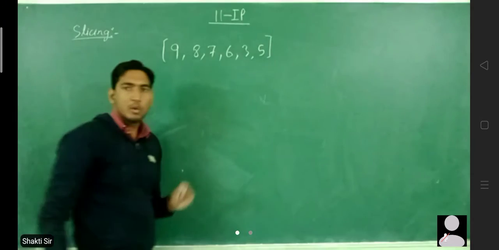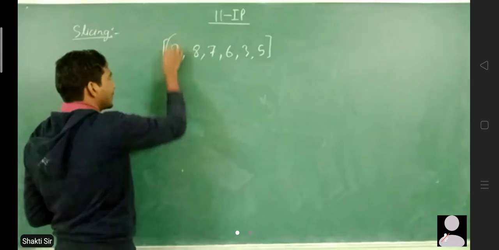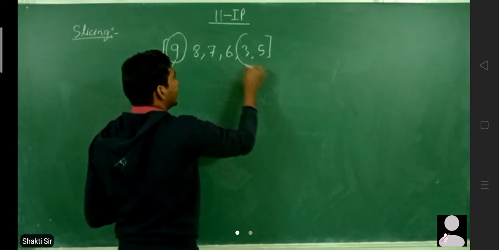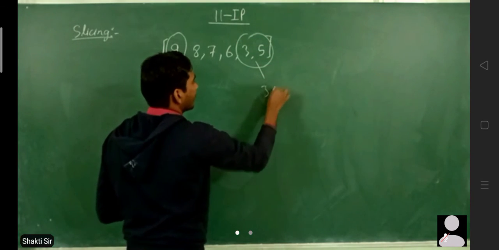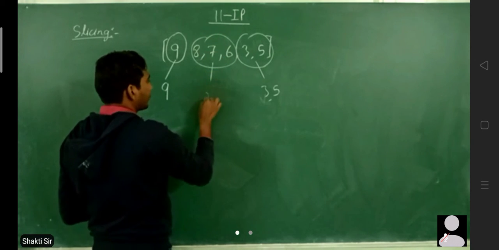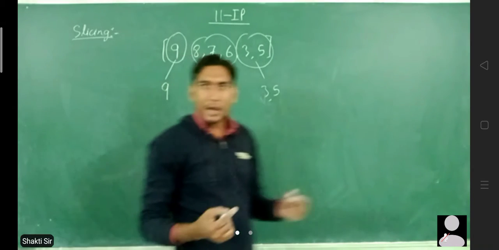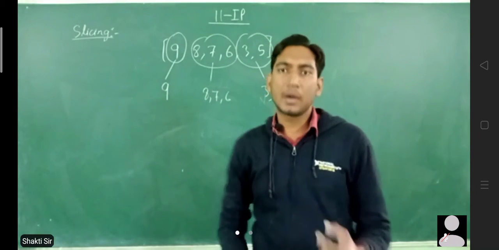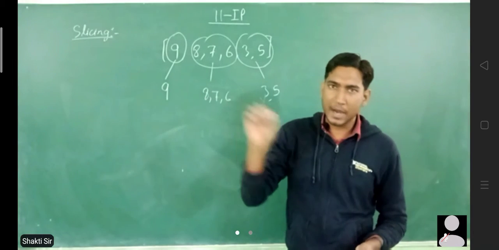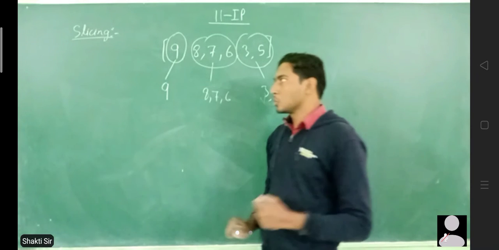Now we have to cut a slice from it. So that slice might be like this. That slice might be 9. That slice might be 3, 5. And that slice might be 8, 7, 6. So basically you have to cut a part from a sequence and then you have to extract that part, and this is basically known as slicing.